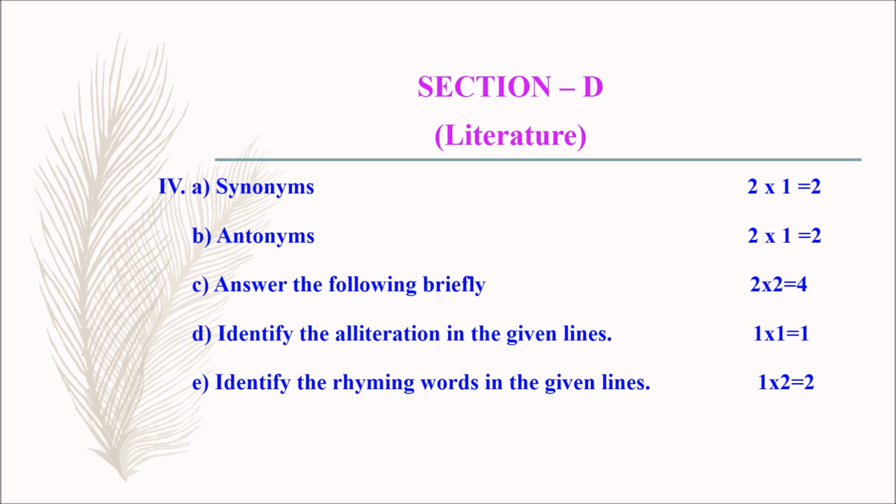Next one is identify the alliteration in the given lines. Here they will give you 2 lines. In that you have to identify alliterated words. For alliteration you will get 1 mark. Next one is identify the rhyming words in the given lines. Here they will give you 2 lines. In that you have to identify the rhyming words. For rhyming words you will get 2 marks.